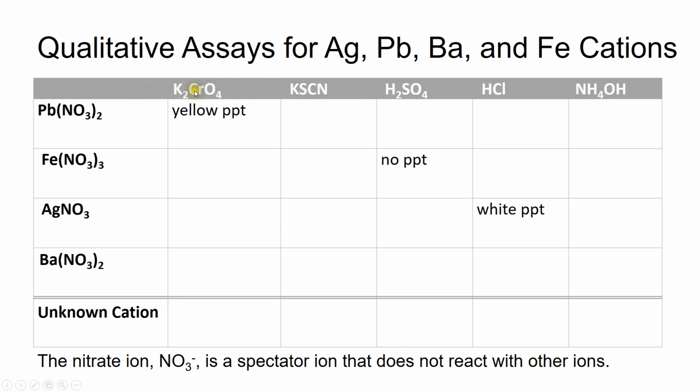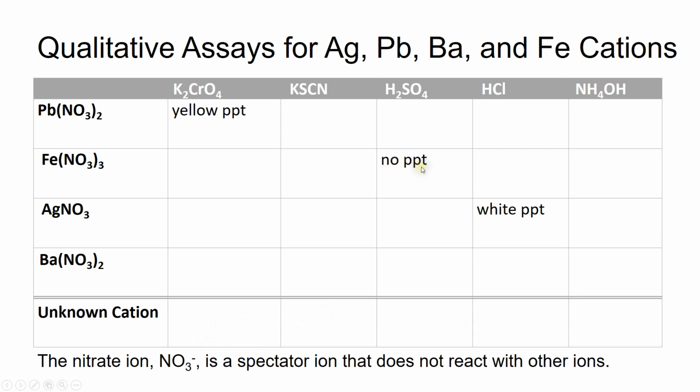All right, the first one is potassium chromate, and this is potassium thiocyanate and sulfuric acid, hydrochloric acid. This is ammonium hydroxide. We react this supernatant with all 5 reagents and record the observations. So you have 5 observations here.